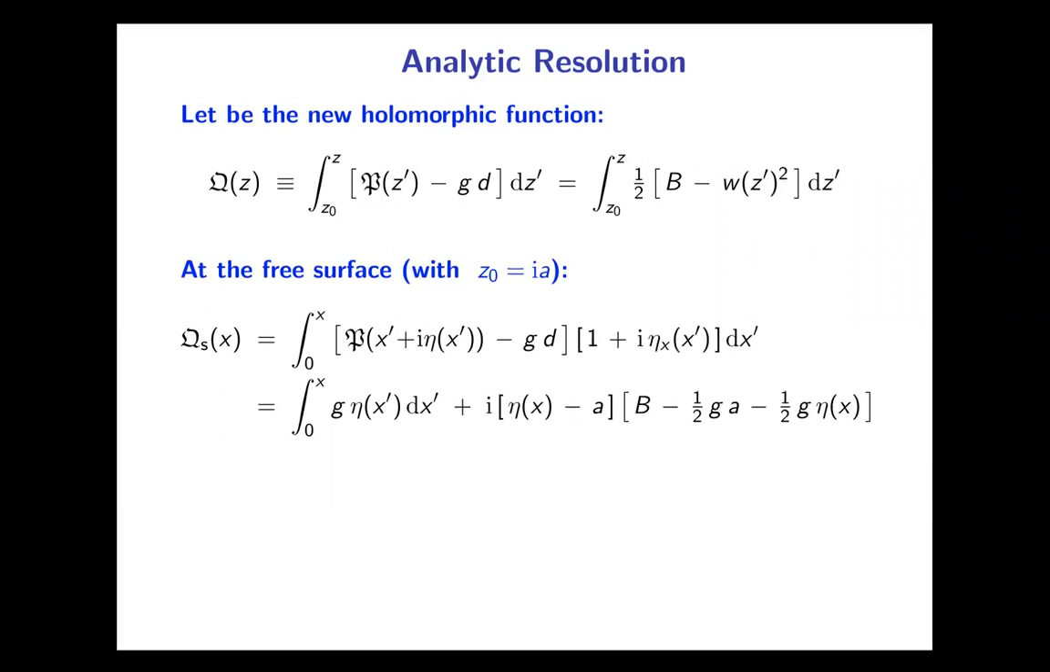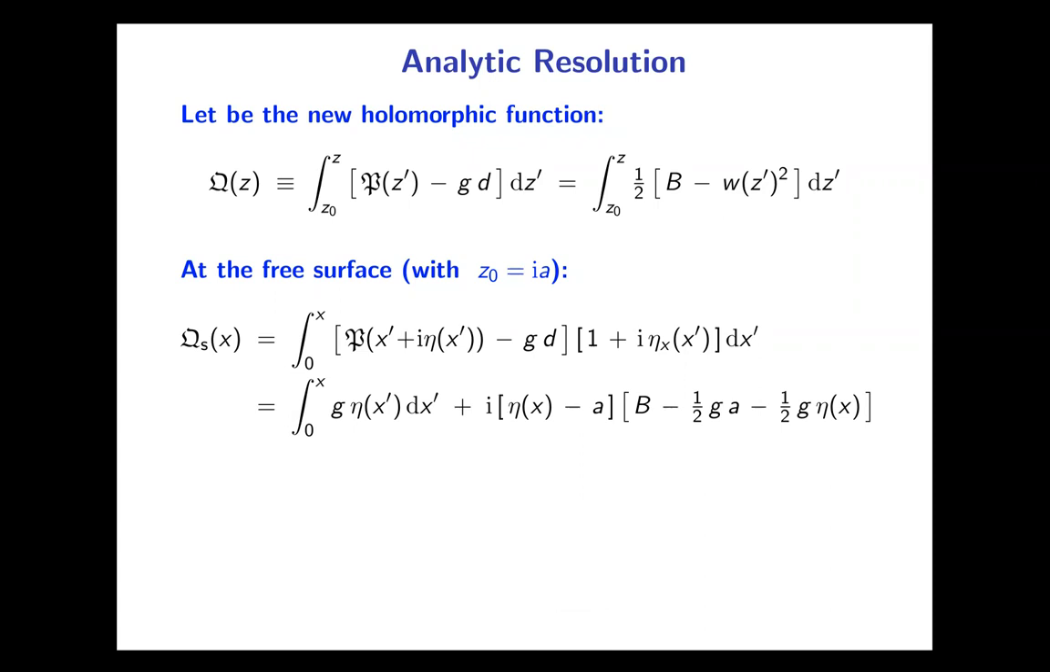And I find it convenient to choose Z0 at the crest of the wave. It's an antiderivative, so there is an arbitrary constant, and I can choose wherever I want. And if I do that, and I compute the integral along the surface, we obtain by very elementary calculus this formula here, where I've been splitting real and imaginary part. And when you look at the function QS, you see that the imaginary part involves the free surface, but not its derivative.